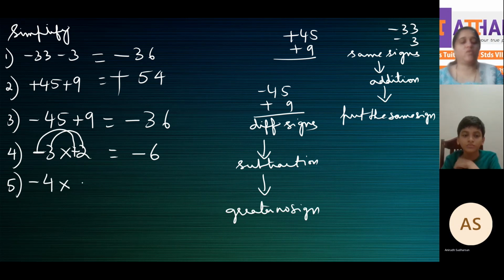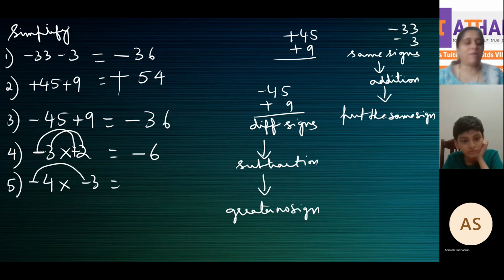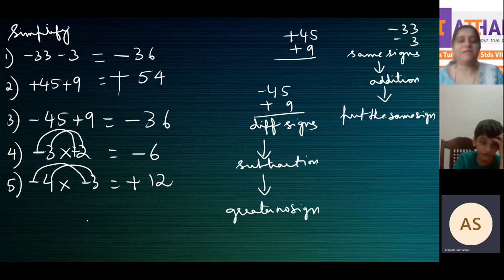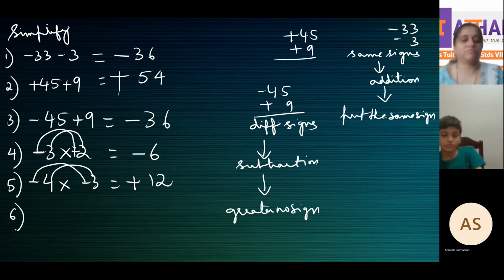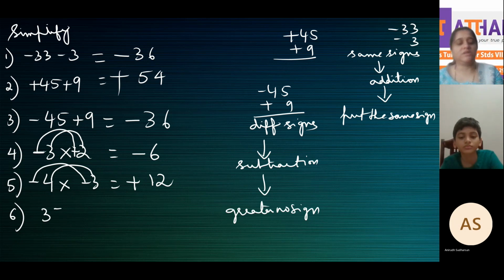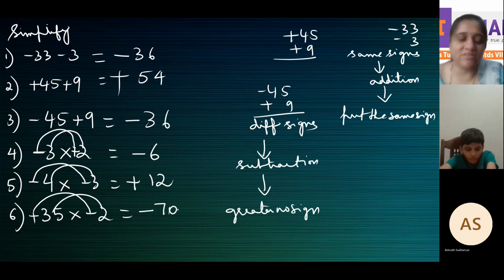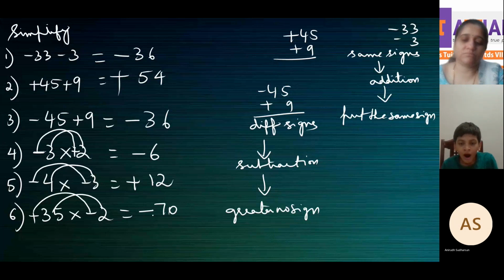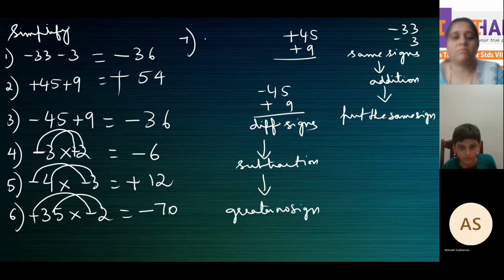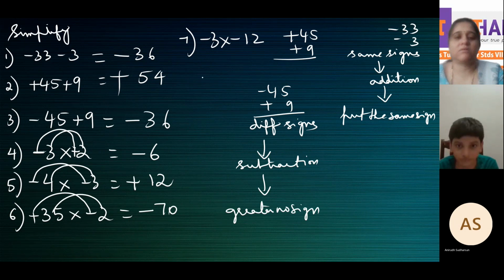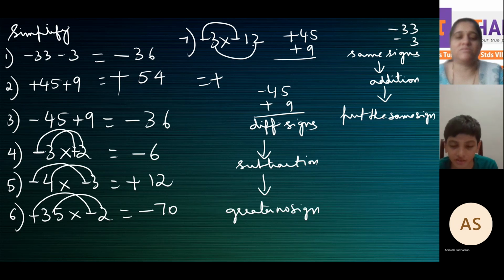Now, ma'am, supposing minus 4, minus 3. Multiply the signs. Minus into minus is plus. 4 into 3, 12. Multiply the signs, multiply the numbers. Now, supposing 35 into minus 2. There is plus here. So plus into minus is minus. 35 into 2, 70. Multiply the signs, multiply the numbers. Minus 3 into minus 12. What's the answer? Multiply the signs. Minus into minus is plus. Multiply the numbers. 36.